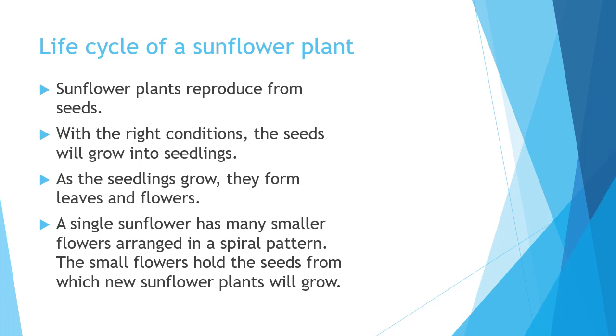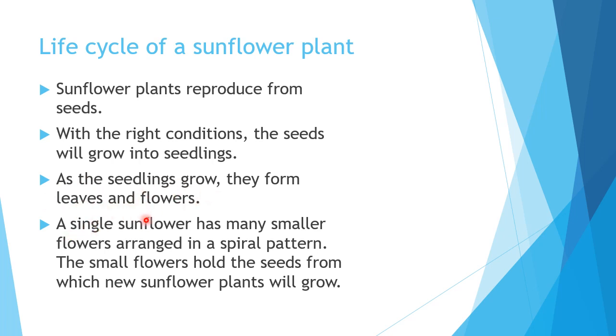So next is the life cycle of a sunflower plant. So a sunflower plant reproduces from seeds. So sama macam the coconut tadi itu, ia nada fruit, ia terus dari seeds saja. With the right conditions, the seeds will grow into seedlings. So dari biji, ia jadi seedling. Baby tumbuh-tumbuhan, I guess. So as the seedling grows, they form leaves dulu. Lepas satu ya besar lagi sikit, ada flowers.